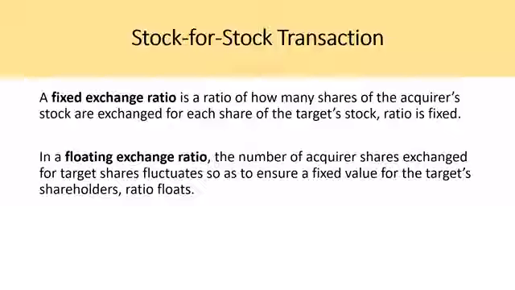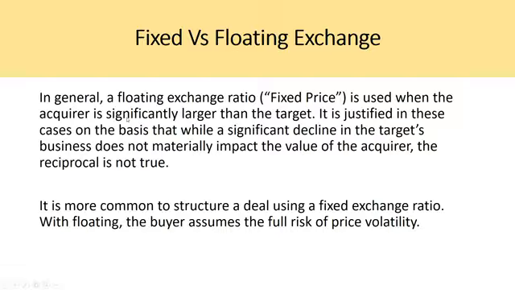So if the company's stock changes in value with the fixed exchange ratio, the overall value of the deal changes. But if either the target's or the acquirer's shares change in value with the floating exchange ratio, the exchange ratio changes and the value of the deal stays fixed. So that's why the floating exchange ratio is preferred for the target and the fixed exchange ratio is preferred for the acquirer. Okay? So in general, a floating exchange ratio, the fixed price, is used when the acquirer is significantly larger than the target.